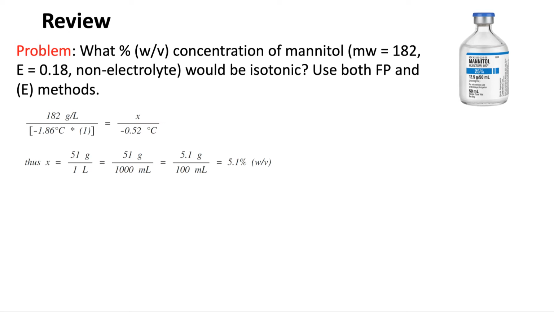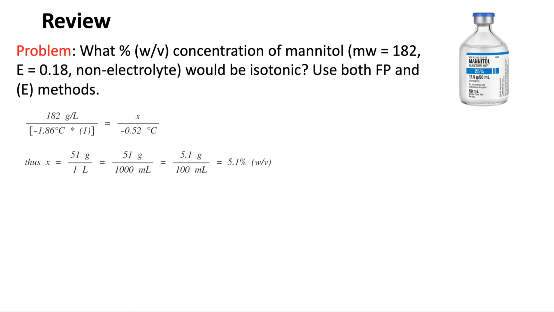and our result, rounding a little bit, for x would be 51. And remember, x represents the concentration of mannitol that would be isotonic in units of grams per liter. So below that in this formula, you can see I say x equals 51, which was our numeric answer, but I now put the units of grams over 1 liter. That's important. I wanted to express my answer that way because the question wants to know what percent weight per volume concentration of mannitol.